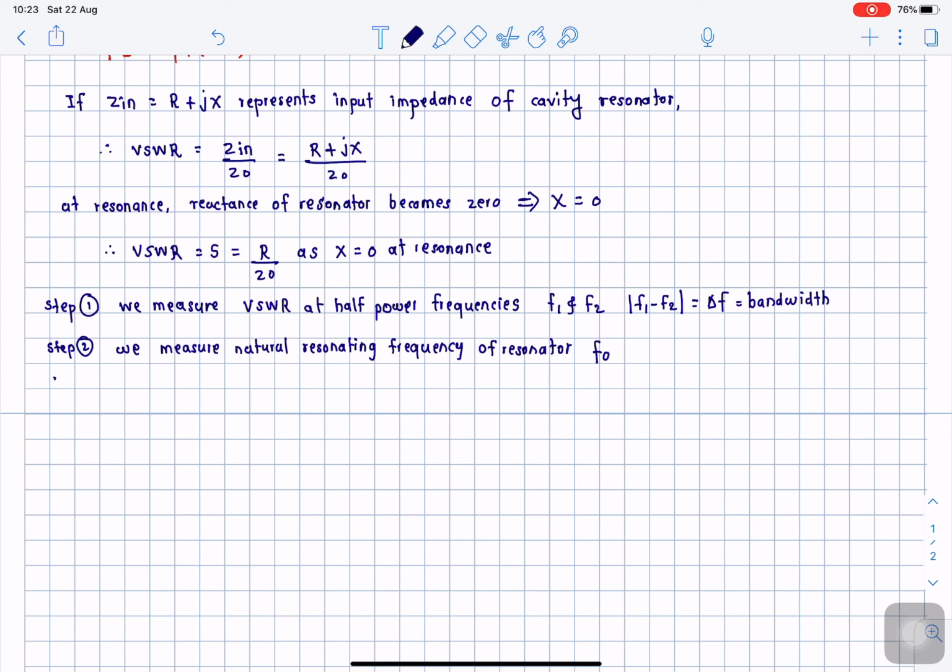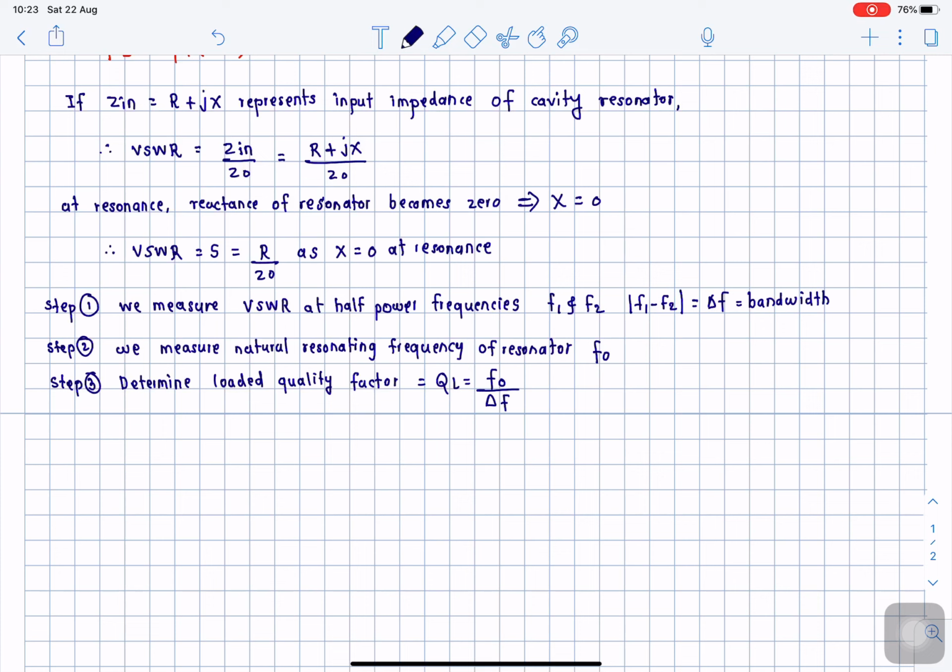Now in step 3, we determine the loaded quality factor. How is the loaded quality factor measured? QL is equal to the resonating frequency divided by delta F.